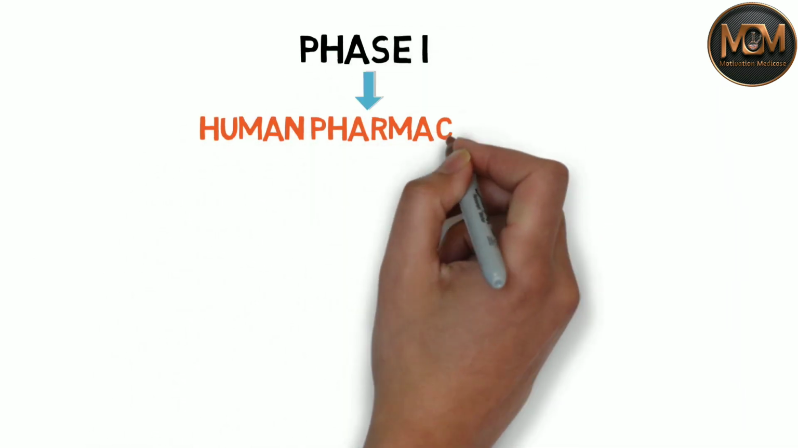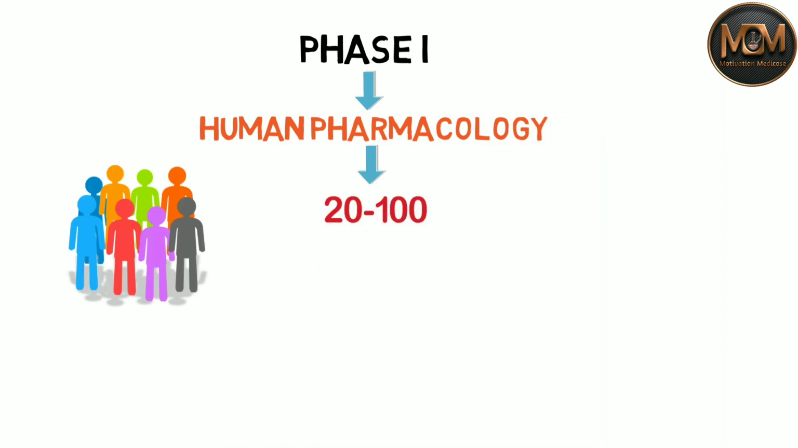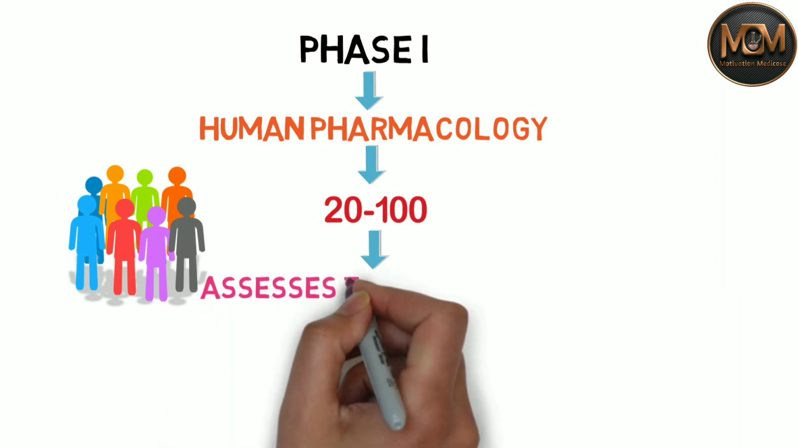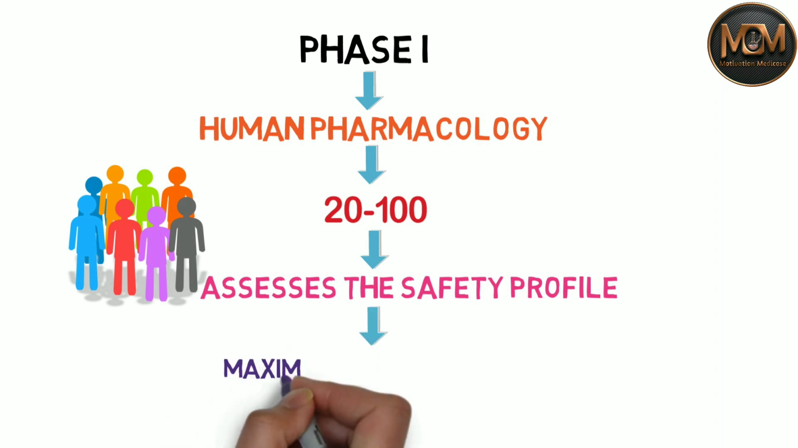Now let's take the phase 1. It is also said to be a human pharmacology. It is conducted on healthy volunteers around 20 to 100. The main objective of this phase is to assess the safety profile of the investigational product in human body and also know the maximum tolerable dose.